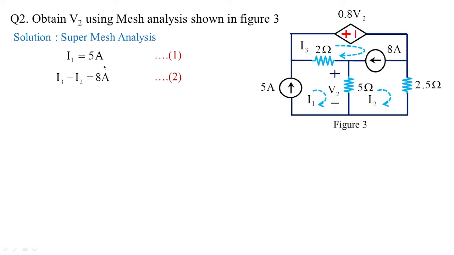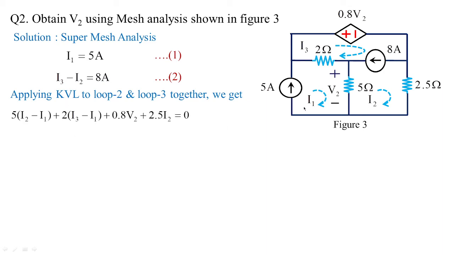So after framing these two equations, I have to select the parameters which are connected to loop 2 and loop 3 together. So I'll start off with 5. So you have 5(I2 minus I1). Is this clear? This is the one drop. Then I'm shifting to this 2. So 2(I3 minus I1). Then on the side you have 0.8 V2. So 0.8 V2 on the path, whatever the dependent voltage source is given, I'm taking that as it is over here. Then coming back to this point, this becomes 2.5 I2 is equal to 0.